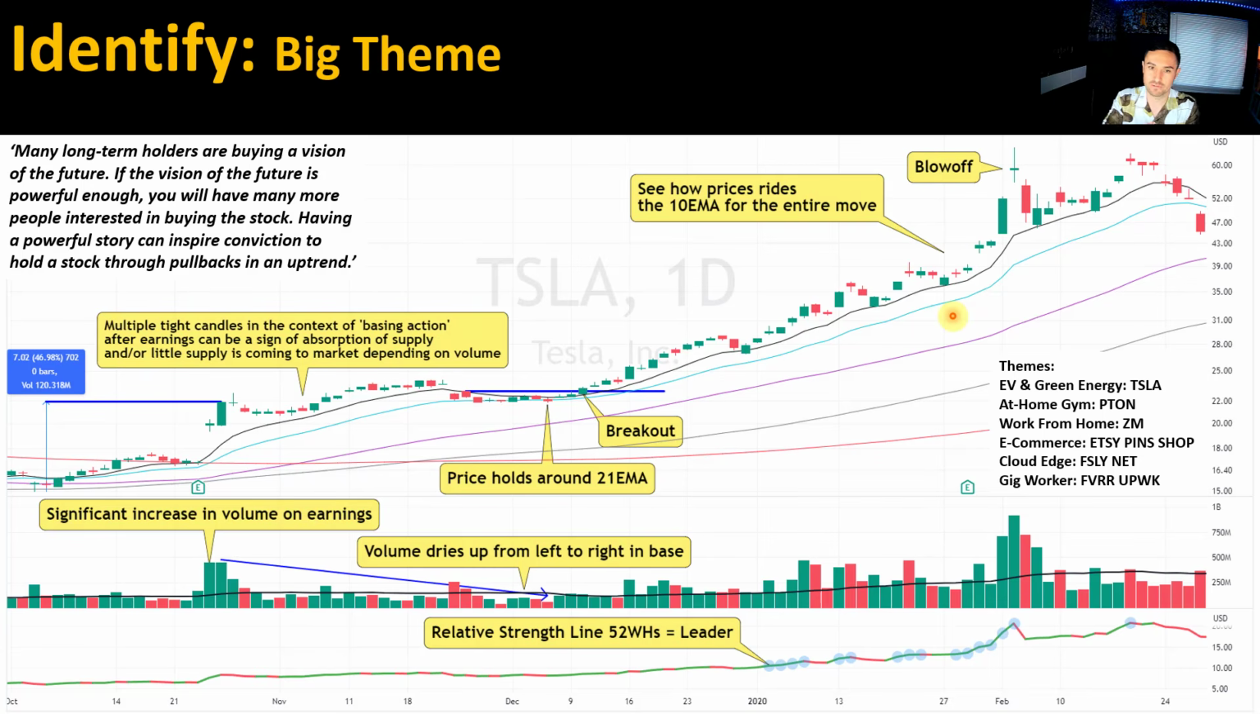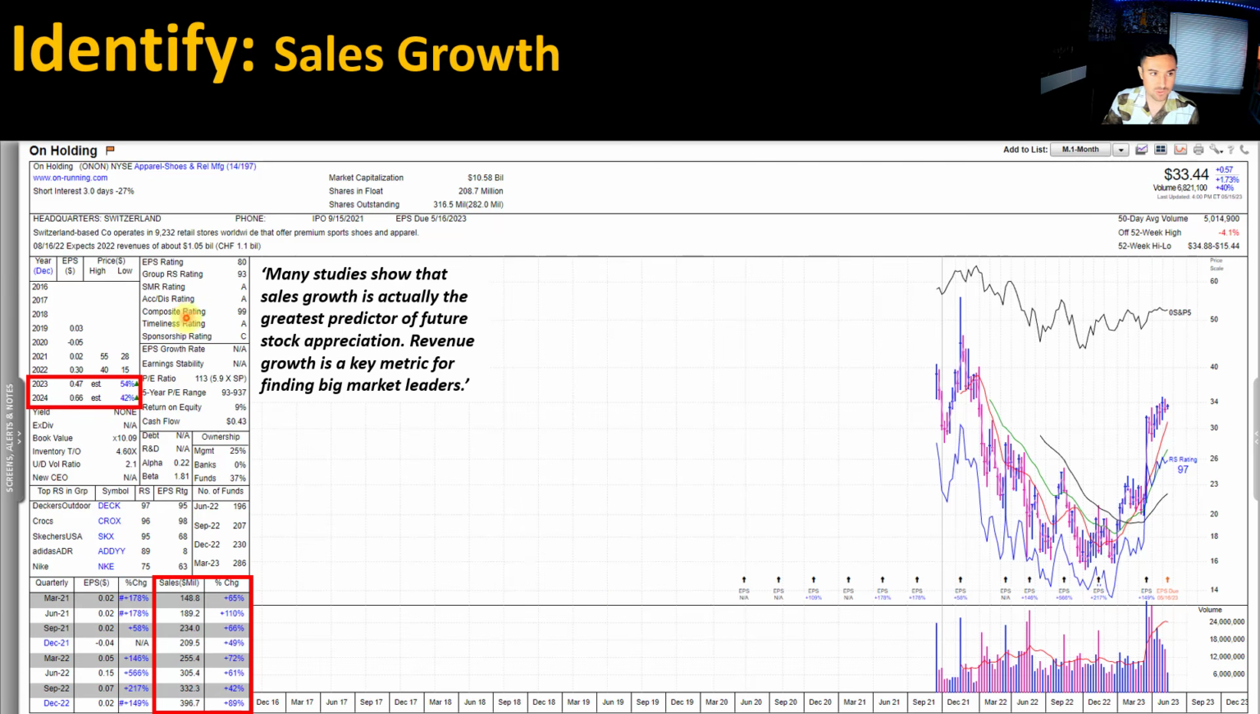Thinking about it more from a CAN SLIM perspective, that is liquidity, but then massive earnings, massive sales, massive estimates coming through. Have you seen really positive reactions to earnings like this? Is the stock basing? Is it showing relative strength? And so on and so forth. Sales growth: many studies show that sales growth is actually the greatest predictor of future stock appreciation. Revenue growth is a key metric for finding big leaders.